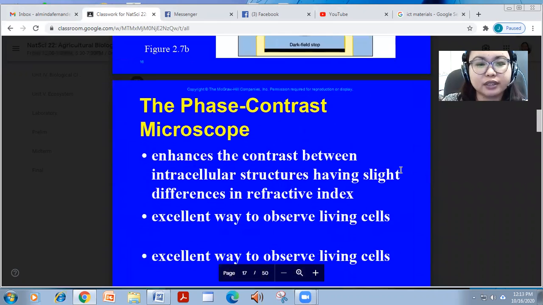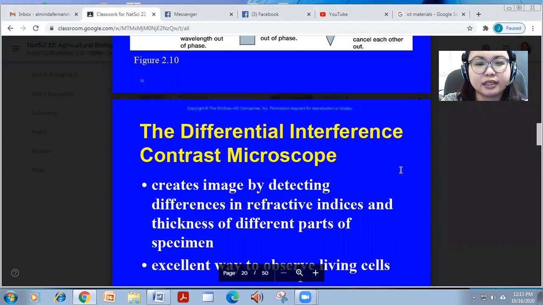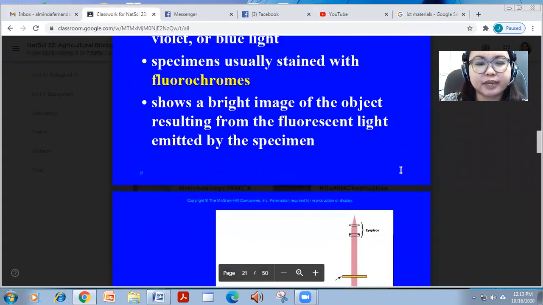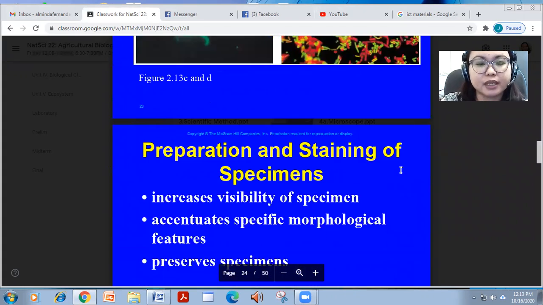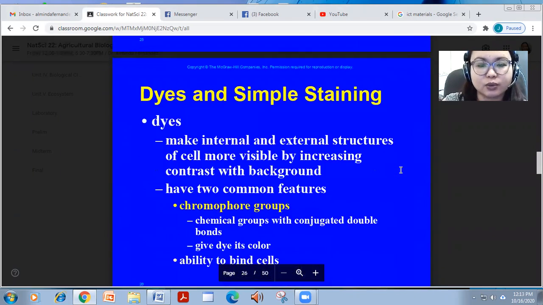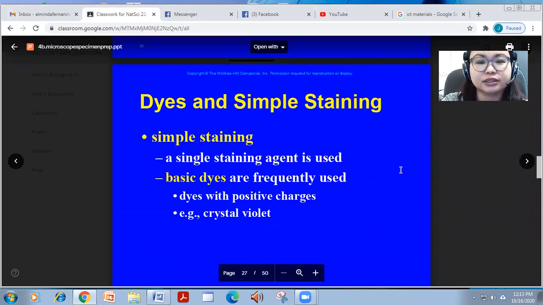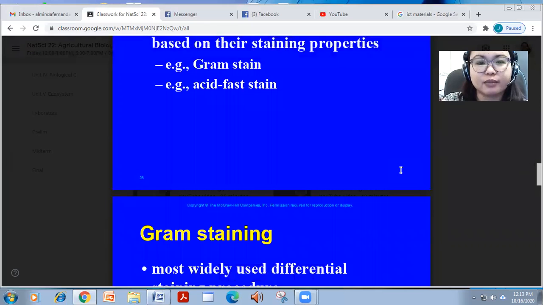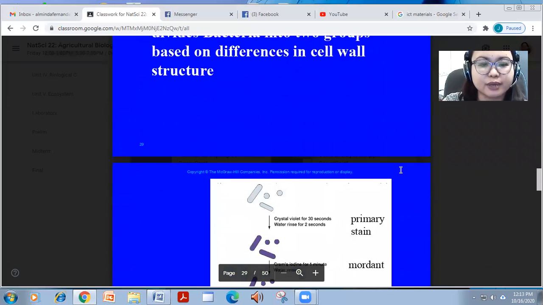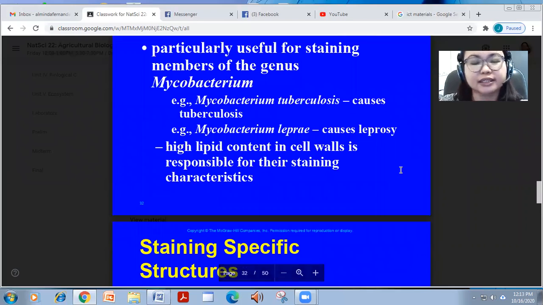microscope like the dark field, the phase contrast, the differential interference contrast, and the fluorescence microscope, and how to prepare and stain specimens. Whereas we use dye, especially for bacteria and yeast, to identify whether they are gram positive or negative under gram staining, and whether they are mycobacterium under acid fast staining.